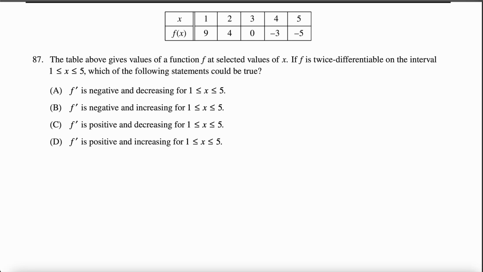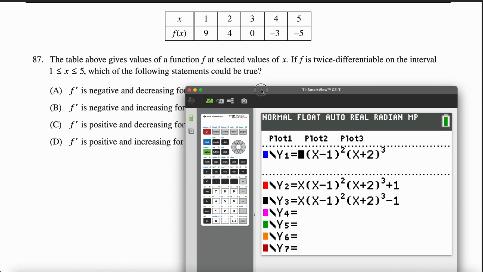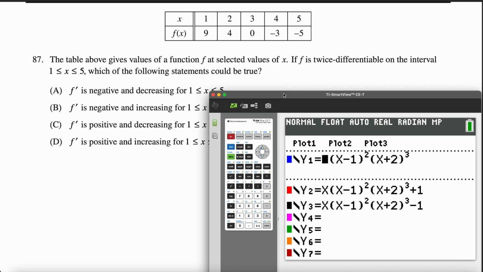We are essentially given a table of x and the values of f of x, and we're supposed to determine the behavior of the derivative. Since this question requires a graphing calculator, it's best to actually use it. Let me show you how it's going to be useful here. So you're going to bring your graphing calculator window here.